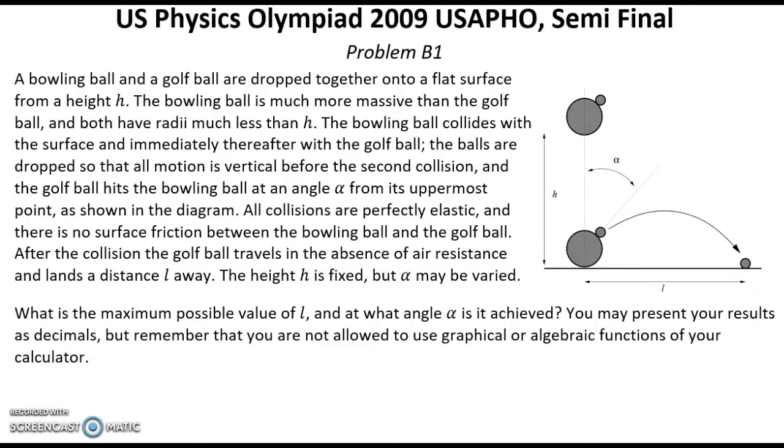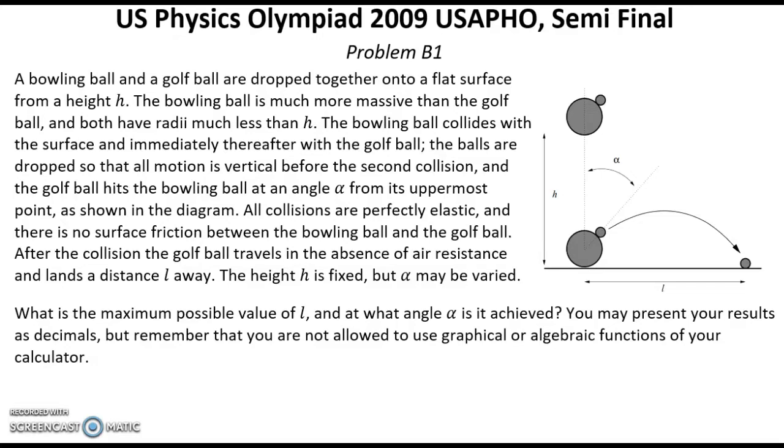Problem. A bowling ball and a golf ball are dropped together onto a flat surface from height h. The bowling ball is much more massive than the golf ball, and both have a radius much less than h. The bowling ball collides with the surface and immediately thereafter with the golf ball. The balls are dropped so that all motion is vertical before the second collision, and the golf ball hits the bowling ball at an angle alpha from its uppermost point, as shown in a diagram. All collisions are perfectly elastic, and there is no surface friction between the bowling ball and the golf ball.